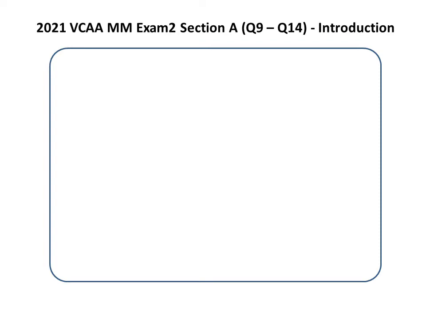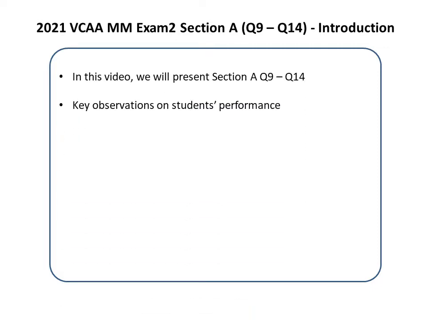Welcome to the fifth part of VCAA Math Method 2021 exam paper series. In this video, we will solve exam paper 2, section A, questions 9 to 14. Statistically, some students had problems with questions 9 and 12.